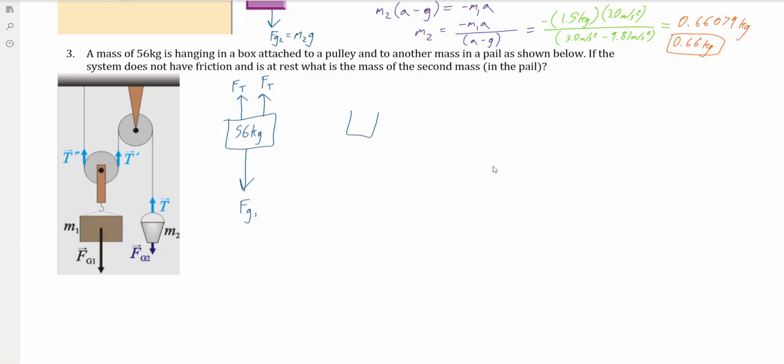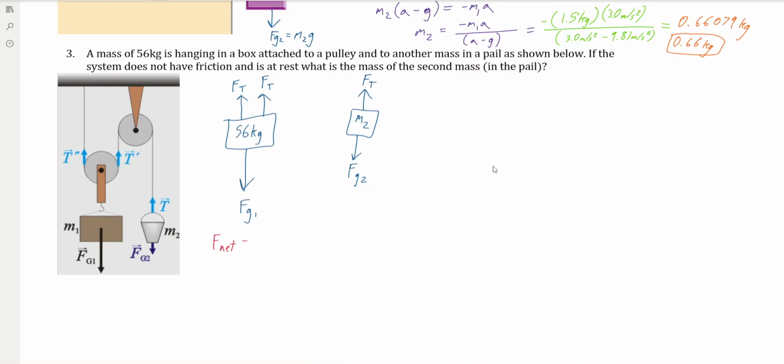The second mass is a little bit easier, M2, and there is the force of gravity 2, and there is the force of tension. Again, this force of tension is connected via rope to that force of tension, so those are equal. So actually, all of the FTs in this example are equal. That's really important because it allows us to do some stuff. So first of all, let's do this.